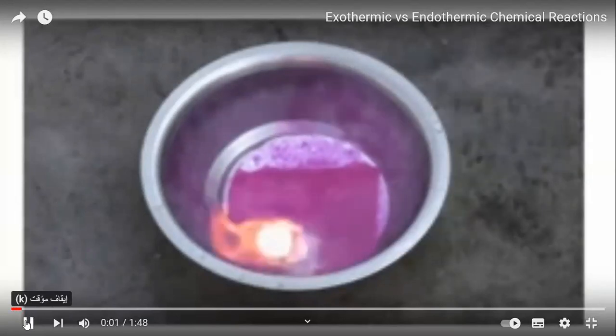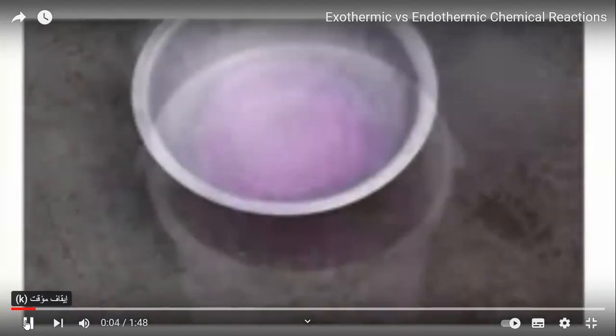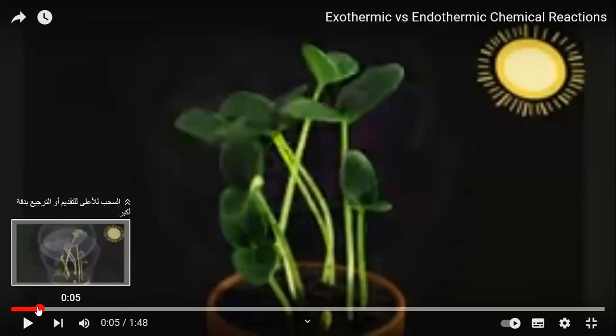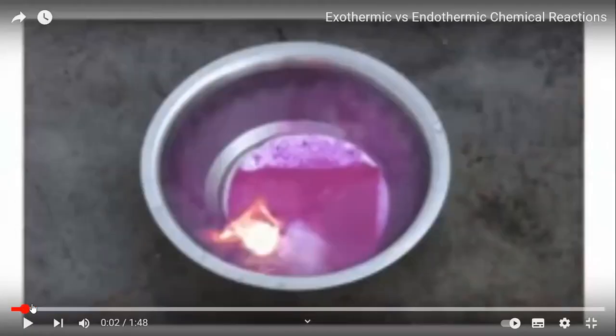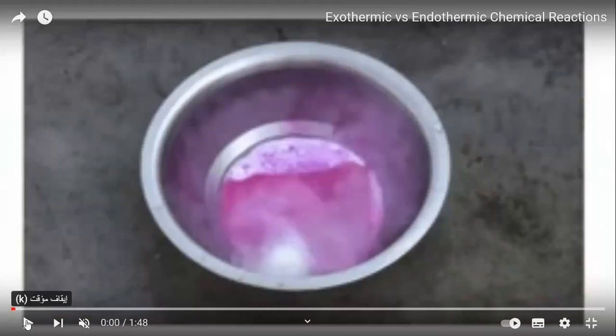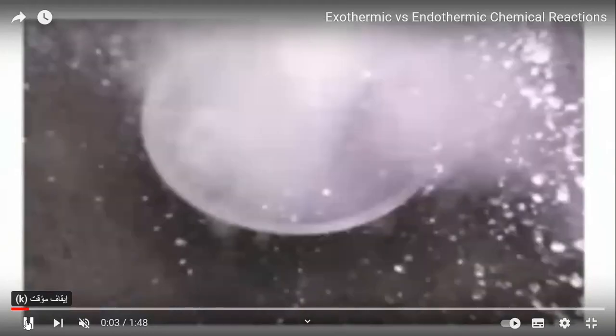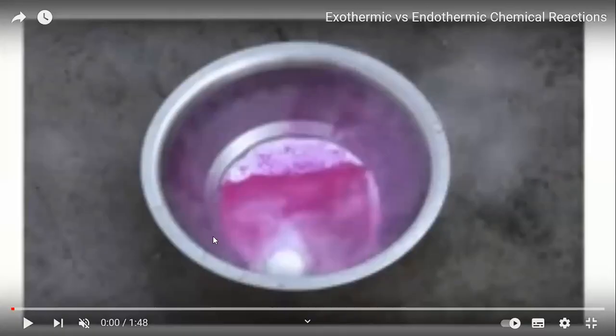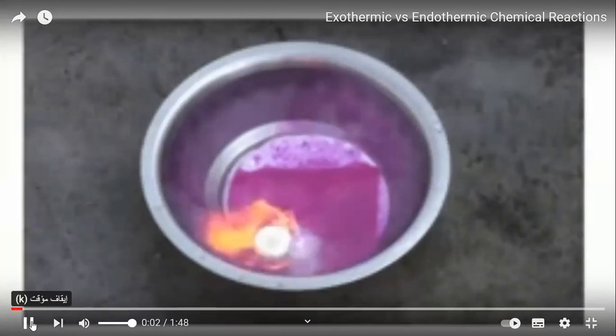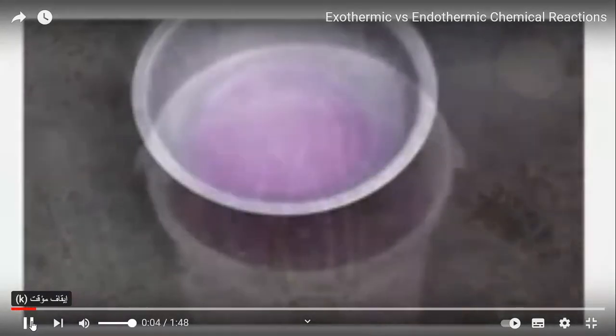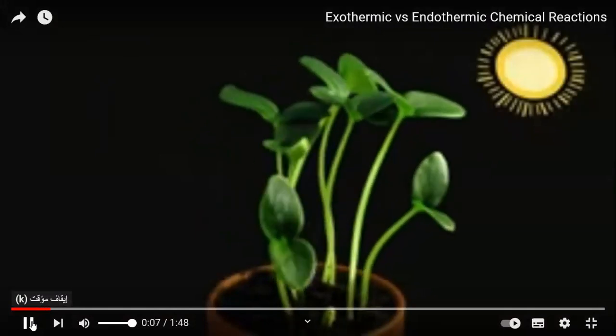Some chemical reactions like this one give off heat. Others like photosynthesis... So, in your opinion, guys, this reaction, exo or endo? Excellent. Exothermic. Look, this gives out fire. Exothermic reaction. Yes. Why exothermic? Because it releases thermal energy to the surroundings. Okay? Some chemical reactions like this one give off heat. Others like photosynthesis absorb heat.